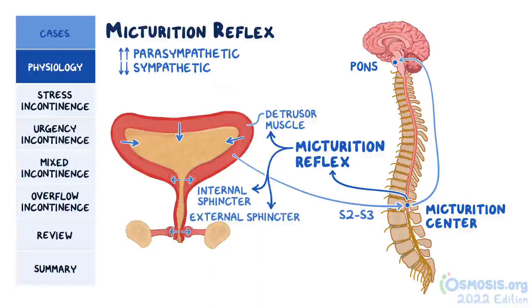At this point, urination would occur if not for the pons. The pons is the region that we train to voluntarily control urination. If we want to delay urination, the pons overrides the micturition reflex, and when we want to urinate, the pons allows for the micturition reflex to happen.